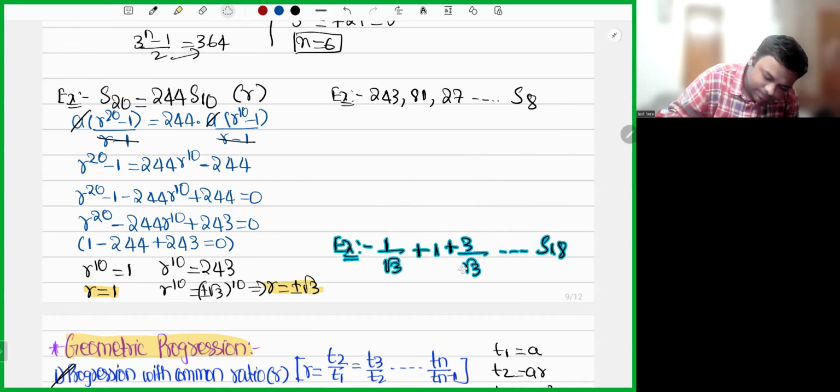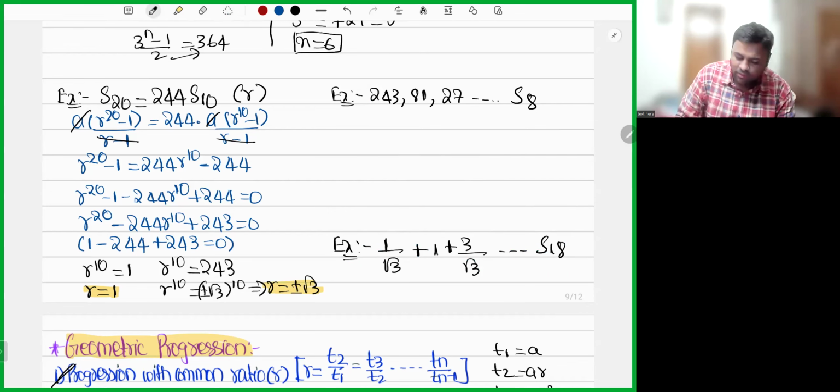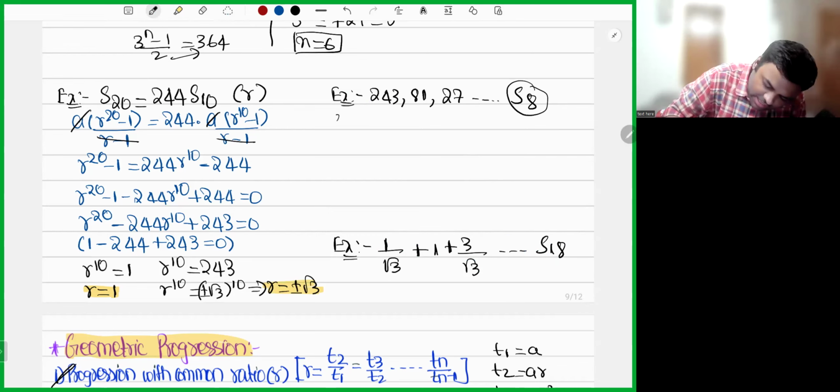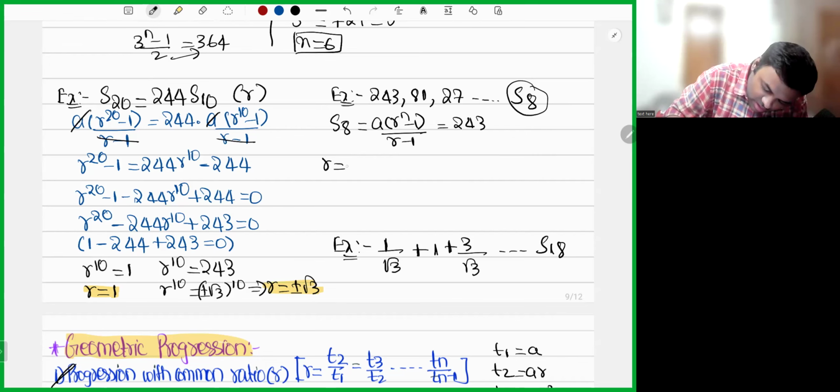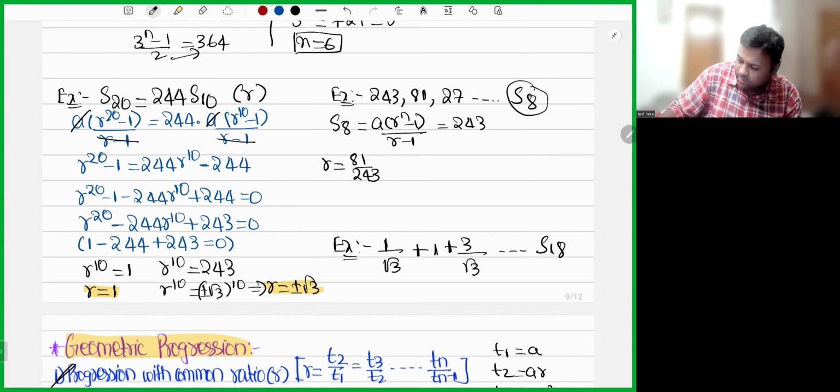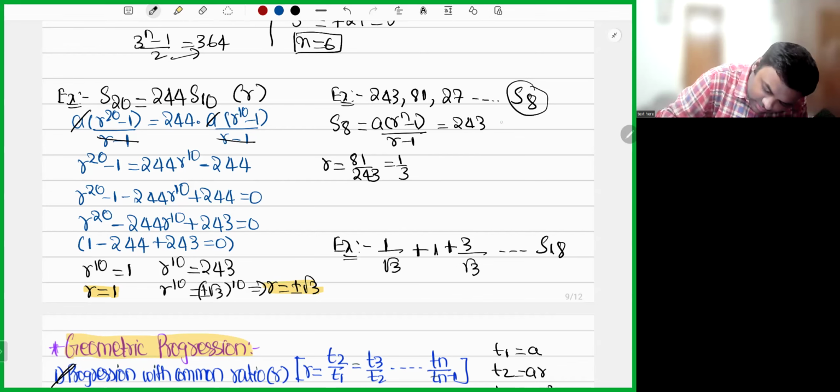Now, see this example: 243, 81, 27, and so on. He's asking you to calculate S8. So again, S8 is A into R power n minus 1 by R minus 1. So A is 243. What is R? T2 by T1, R is 81 by 243. I hope it is 1 by 3. Yes, sir, 1 by 3.